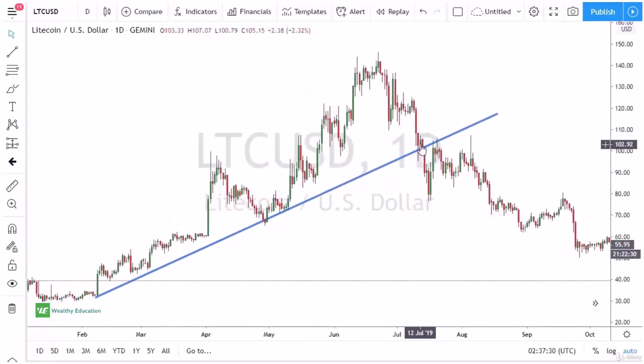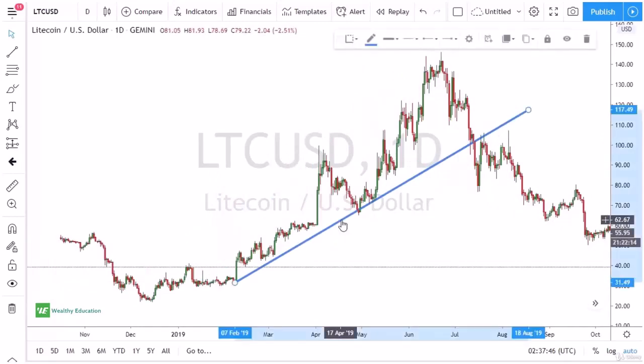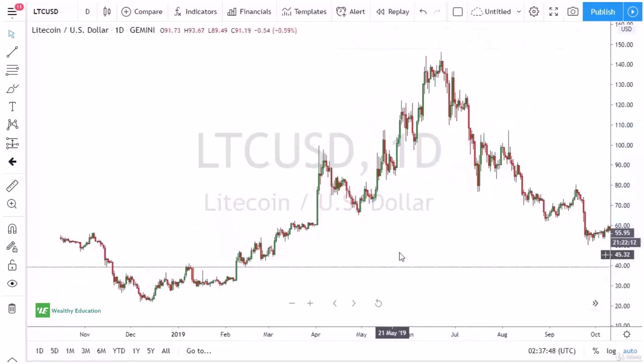And even when we did finally break down through it, notice how we broke through it and bounced back above it, broke through it again, and then came back and it had a reaction. That is a trend line. That is the essence of defining the trend. There are other ways, but this is the simplest.